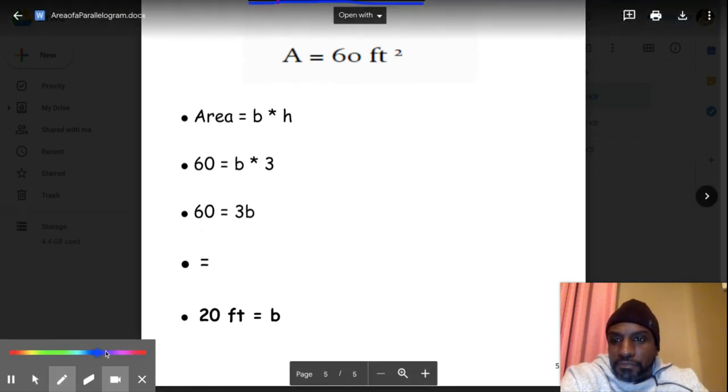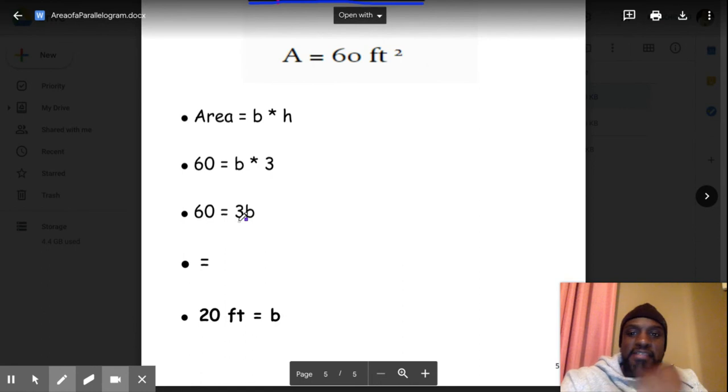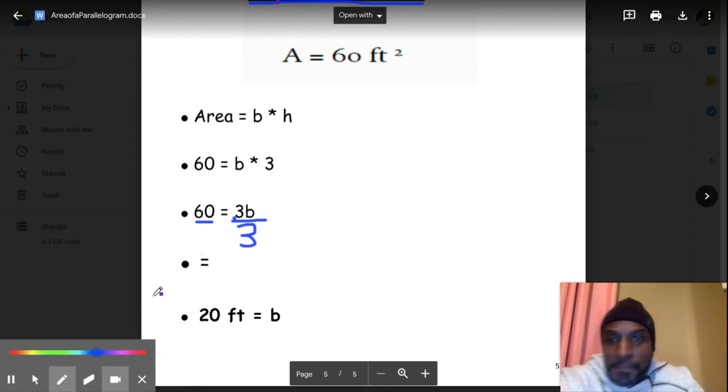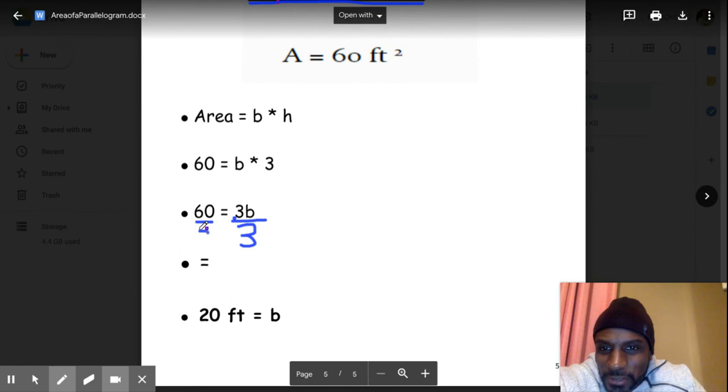Now, I'm asking myself, what is next to my variable b? What's next to b is times 3. Well, what's the opposite of times 3? Mr. Hunt, that is dividing by 3. I'm going to divide by 3 on this side. I'm going to divide by 3 on that side, and I am drawing horrible today. I'm trying to get used to this thing, guys. I'm writing worse than what I do in class. I apologize.